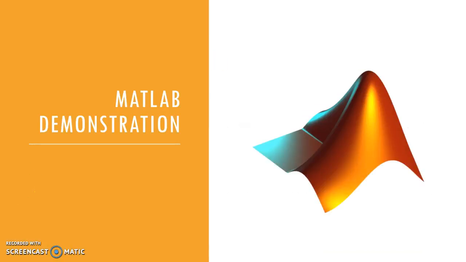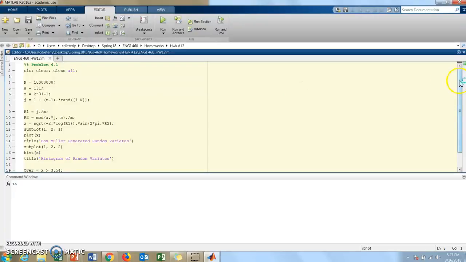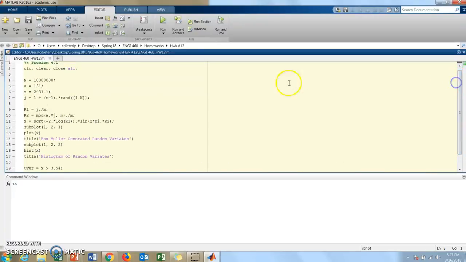And now for our MATLAB demonstration. So this is a shorter chunk of code than we usually have. N is the number of trials that we're going to do, so this is 10 million. As Courtney mentioned, A is 131, M is 2 to the power of 31 minus 1.